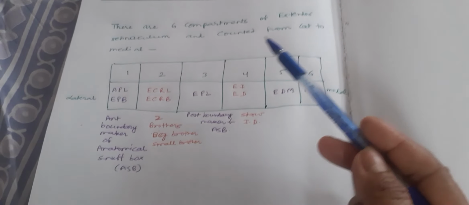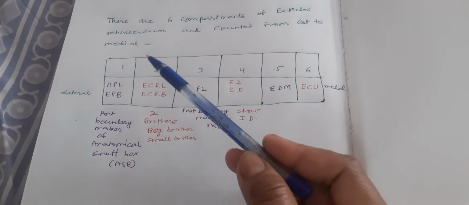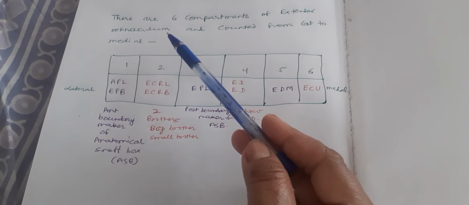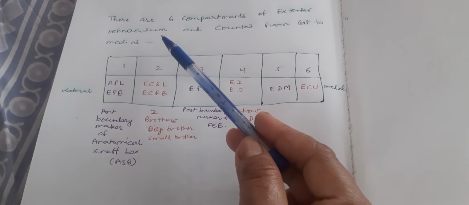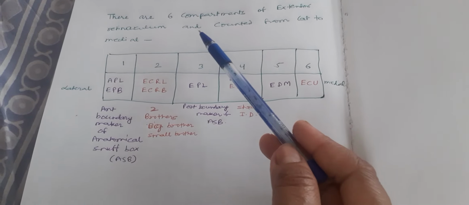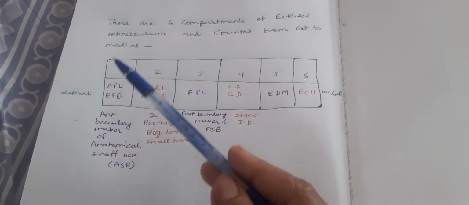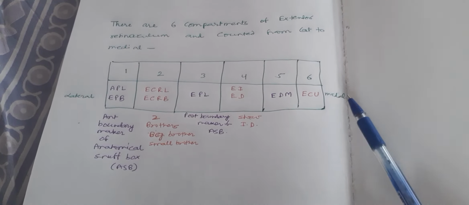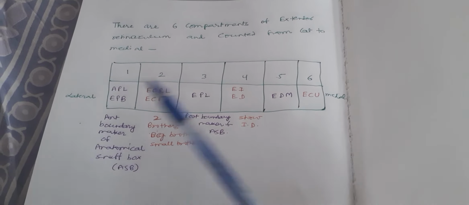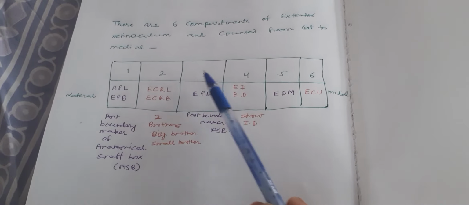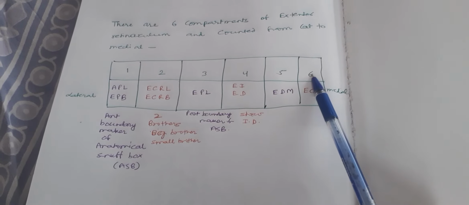There are 6 compartments of extensor retinaculum, which is situated on the extensor aspect of radius and ulna at its lower rim, and they are counted from lateral to medial side, that is from radial to ulnar, or you can say lateral to medial side. First compartment, second, third, fourth, fifth, sixth.